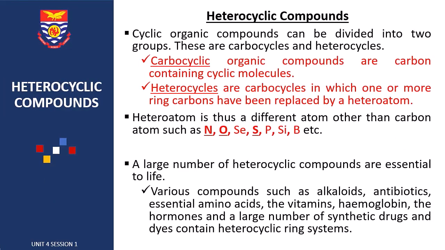So we'll begin with heterocyclic compounds, yes, but before that we can look at what cyclic compounds in general are. Now these cyclic compounds can be divided into two. You have the carbocycles comprising carbon and hydrogen mainly, and you have the heterocycles, where a carbon atom in the carbocycle is replaced with a heteroatom. Now the heteroatom can be nitrogen, oxygen, selenium, silicon, phosphorus, boron, etc. But mostly they comprise nitrogen, oxygen, and sulfur.